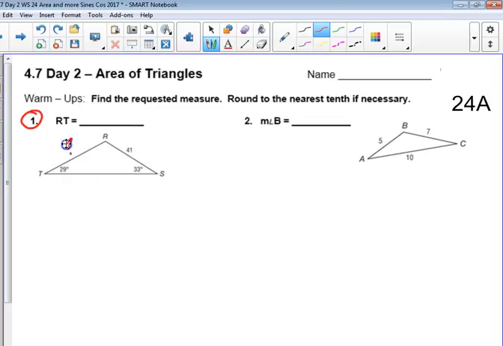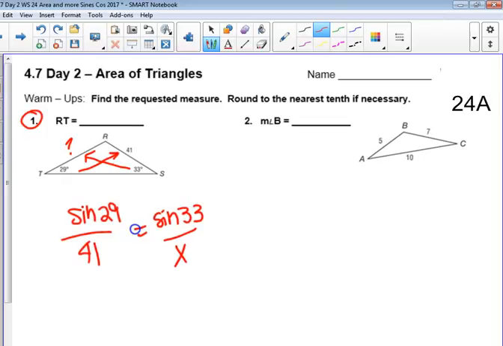So find RT. How can I set up to find RT? Do I need sines or cosines? Law of sines. And I don't even need to find angle R, do I? These are right across from each other. So it would say what? Sine of over 41 equals. Excellent. Okay, type. Make sure you're in which mode, guys? It said 33 degrees and 29 degrees, right?